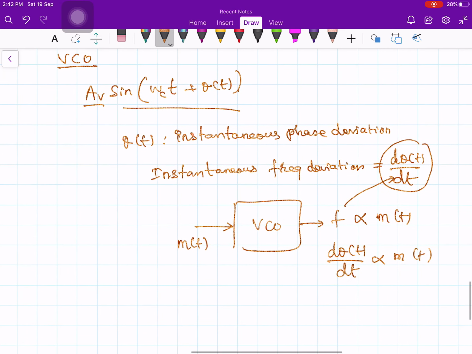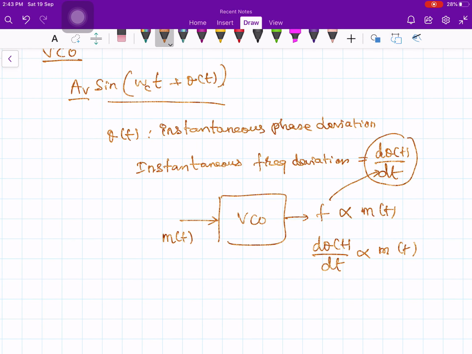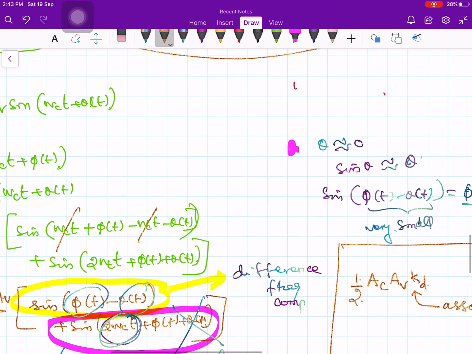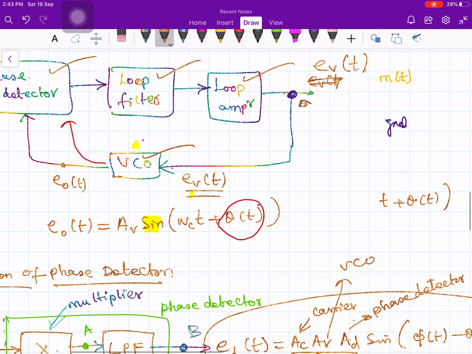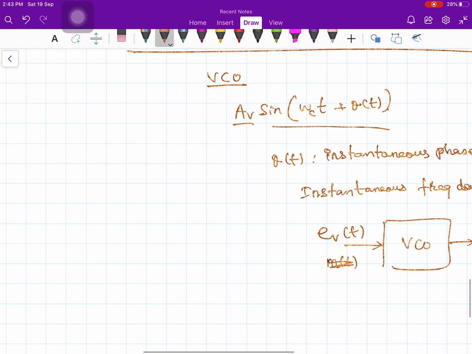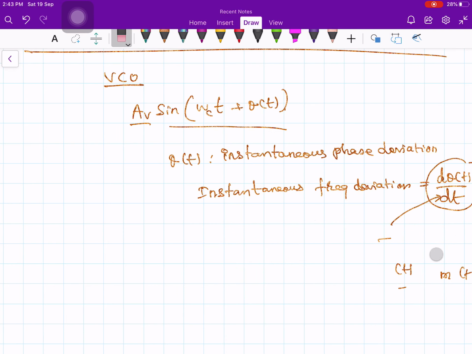Now, if you follow the notation that I have used in the diagram of the phase locked loop, the input signal to the voltage controlled oscillator is what? Not m of t, we said E suffix V of t. Recall your figure. This is my E suffix V of t. Therefore, in the voltage controlled oscillator, the input is E suffix V of t. Maybe I will draw in the same style. VCO, the input is E suffix V of t, and this is my output.